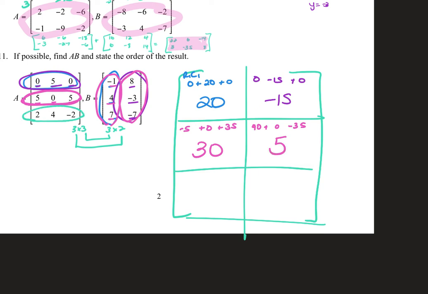And then row 3, column 1. 2 times negative 1, negative 2. 4 times 4, 16. Negative 2 times 7, negative 14. 14 minus 14, which is 0. And then row 3, column 2. 2 times 8, which is 16. 4 times negative 3, negative 12. And then negative 2 times negative 7, positive 14. So this becomes 4 plus 14, which is 18.